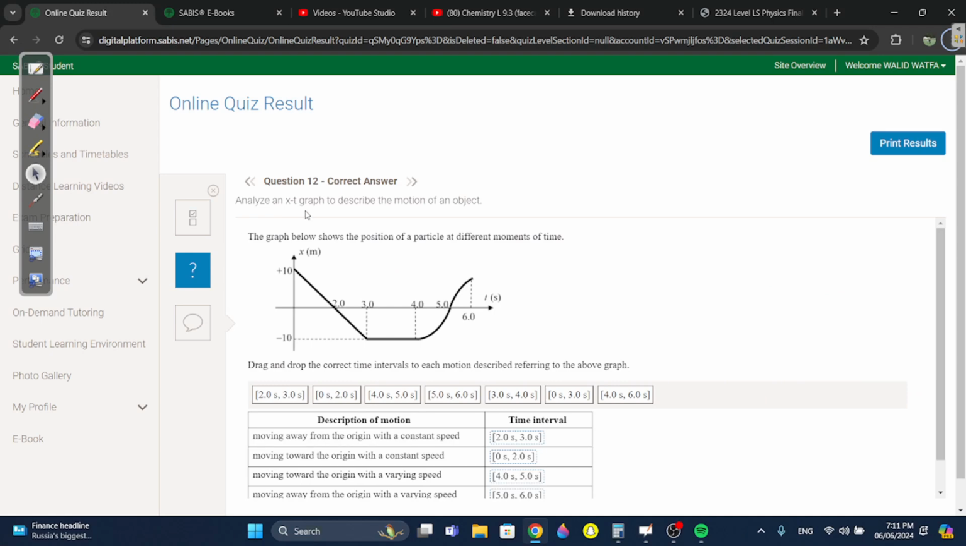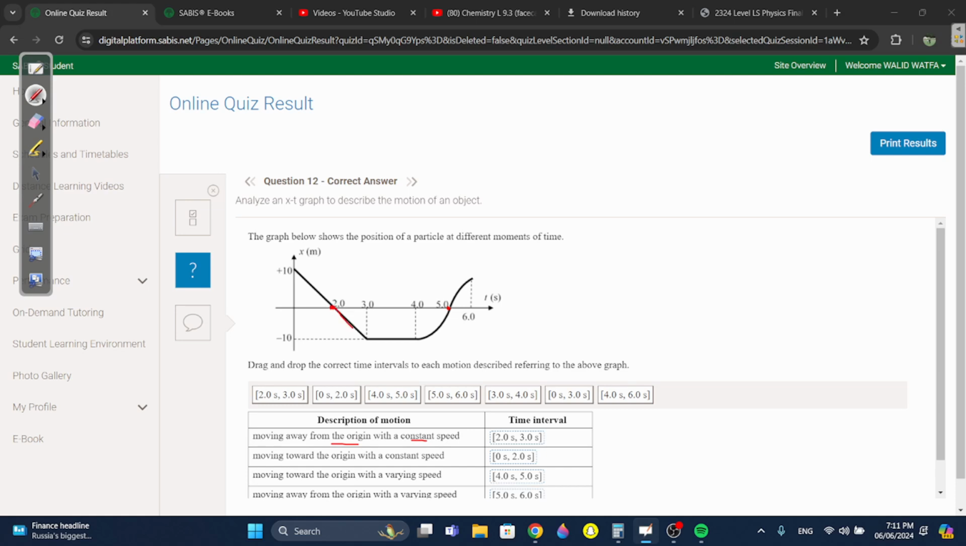Basically they want you to give the correct time interval at which it describes the motion. It moves away from the origin with a constant speed. So we want to be at the origin. Where am I at the origin on this graph? I have 2 points, here and here. But they're saying moving with a constant speed, so actually it won't be the curved one, it's going to be the straight one.